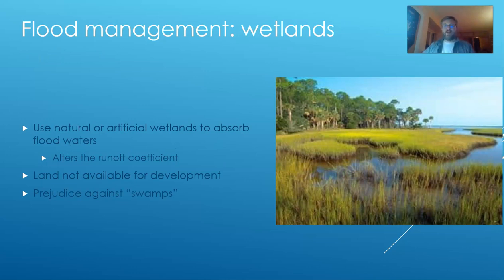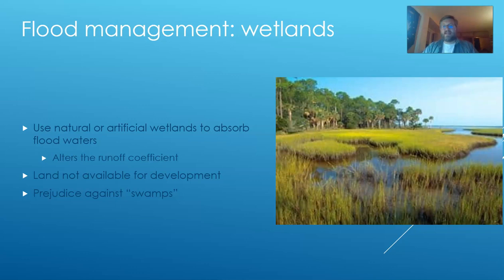Another way to manage floods is to protect, restore, create wetlands. So we have wetlands along a lot of different rivers, and they can basically absorb floodwaters. Floodwaters spread out into these wetlands. They act like a giant sponge and soak up a bunch of that water and then slowly release it in smaller amounts back into the channel.